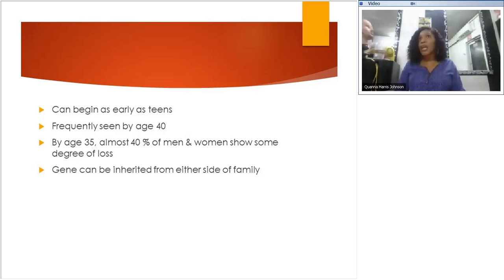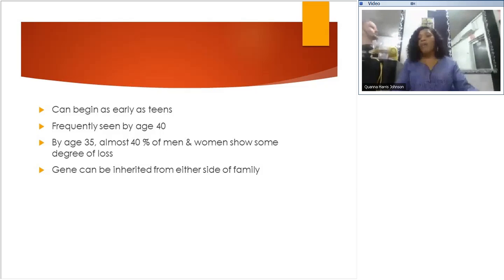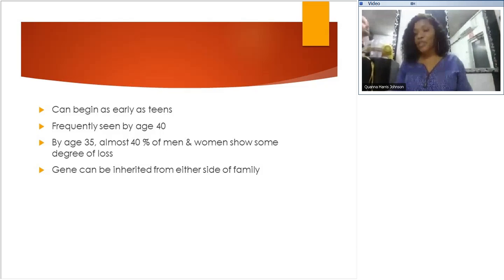So maybe you are thinking, why is the middle of my hair falling out? Check on each side of your parents' family to see if there's anyone there losing their hair also. So it's called androgenic alopecia. It's from your genes. Let's go on.